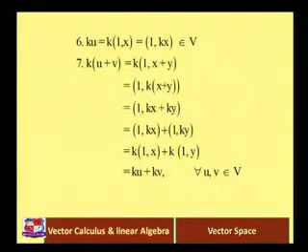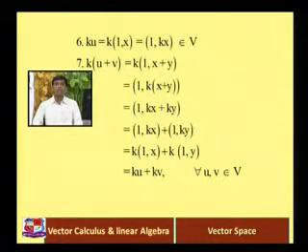Next 5 conditions are for scalar multiplication. First condition is k into u, that is equal to k into (1, x), that is equal to (1, kx). We use the scalar multiplication defined in the statement of the example. So k into (1, x) is equal to (1, kx). That also belongs to V, because the first coordinate is 1 and the second coordinate is always a real number, because k is a real number and x is a real number. So multiplication of two real numbers is also a real number.